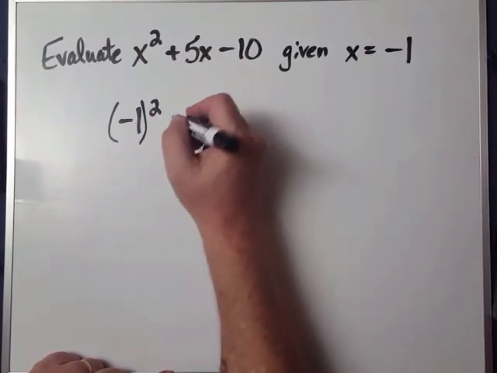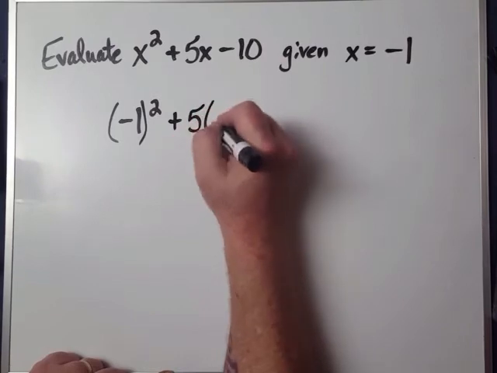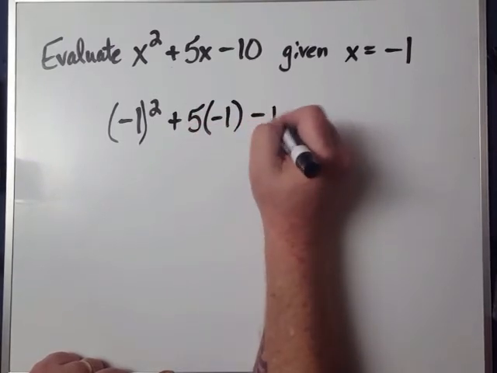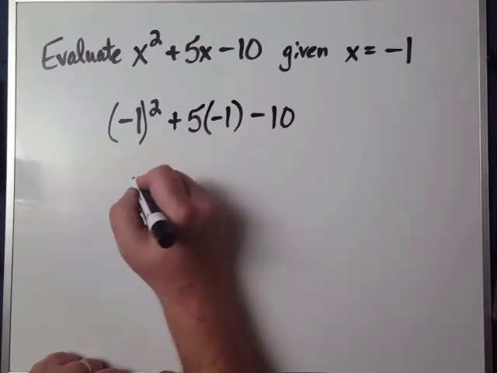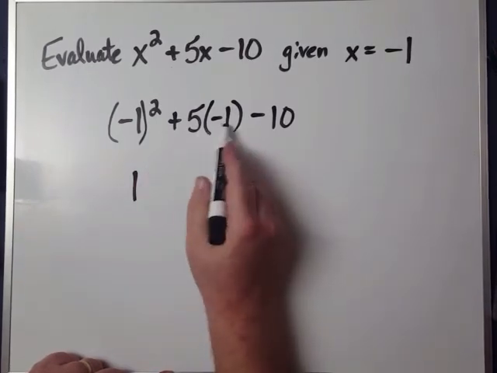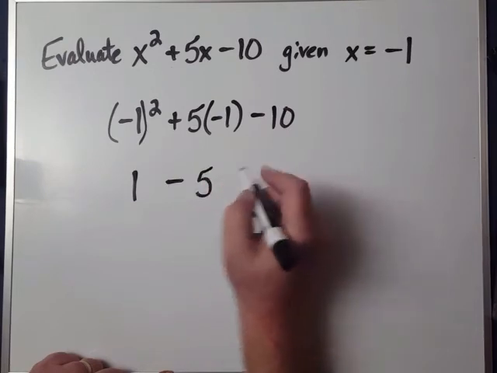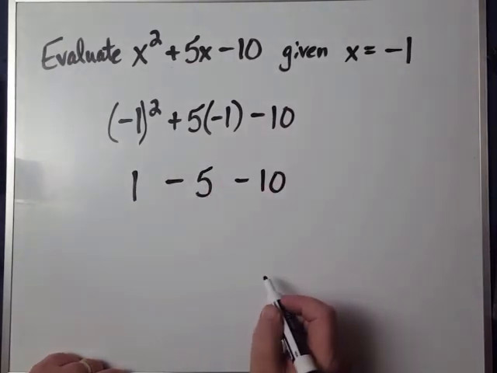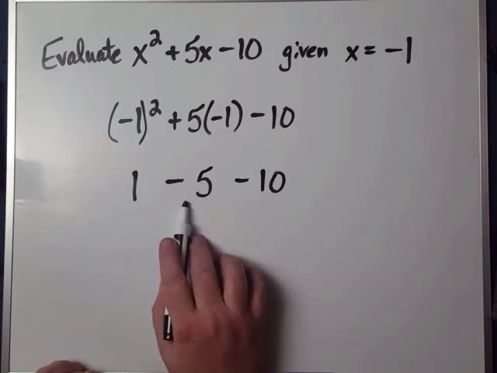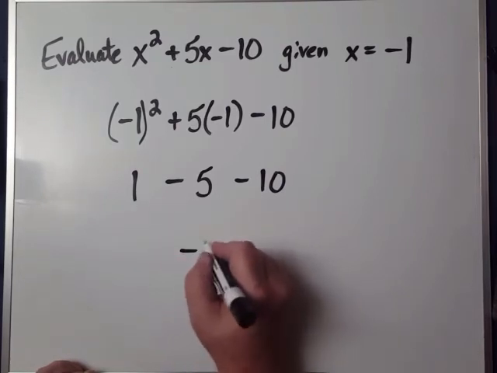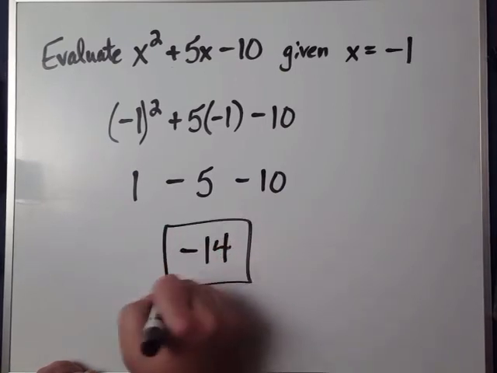We're squaring the negative 1 plus 5 times negative 1 and minus 10. Negative 1 squared, negative 1 times itself is positive 1. 5 times negative 1 is minus 5, minus that 10 at the end. And from left to right, 1 minus 5 is negative 4. Minus 10 more drops me down to negative 14.